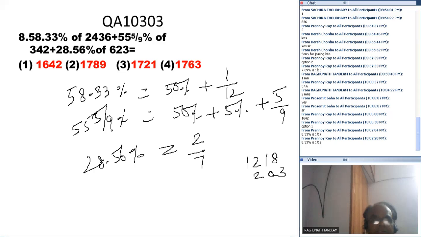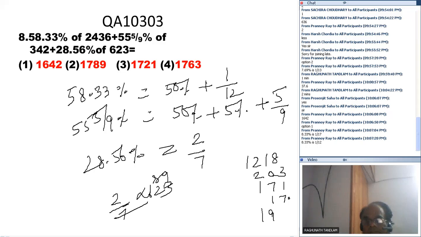50% of 342 is 171. Then 5% is 17.1. 2/7 of 623: 7 nines are 63, 2 eights are 16, so it is 178. Add that to get the answer. So convert 28.56 as 2 by 7.